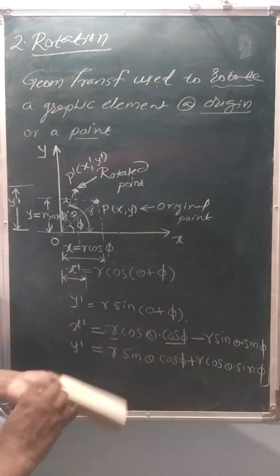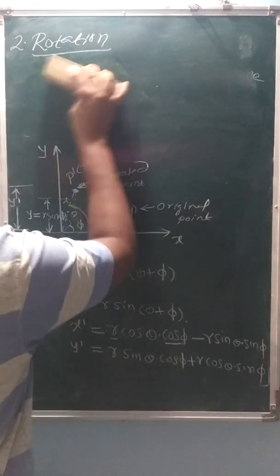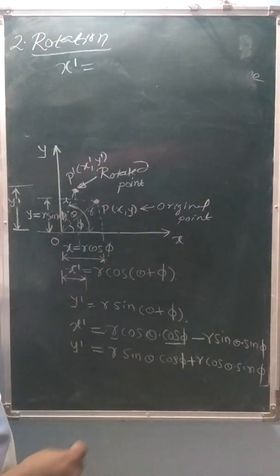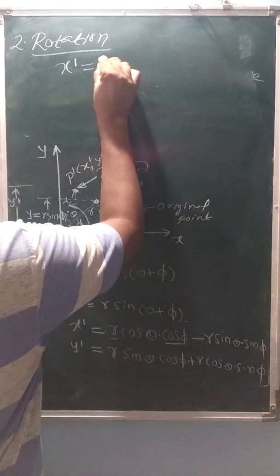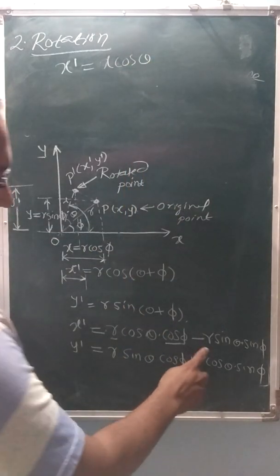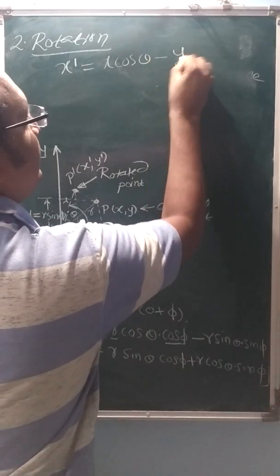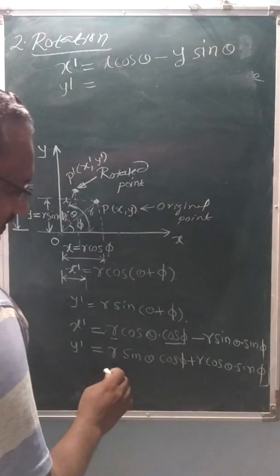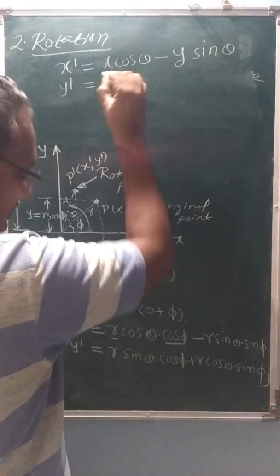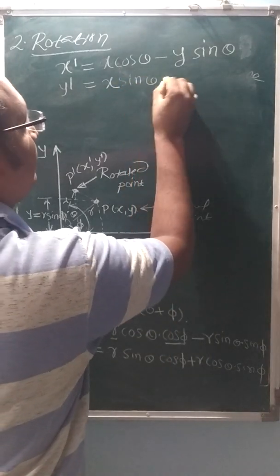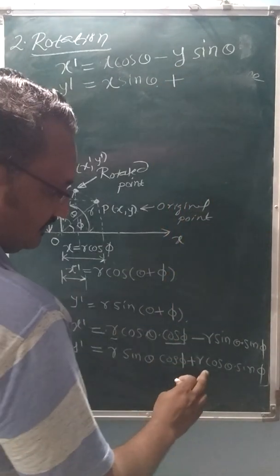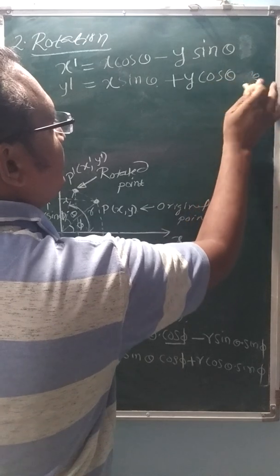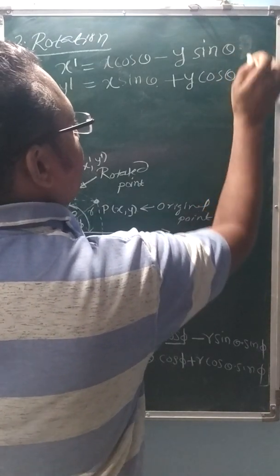So we can rewrite these two equations as x dash equals x cos theta minus y sin theta, then y dash equals, for r cos phi we write x, sin theta, plus r sin phi, so we write y, and this one as cos theta. So these are equation 1 and equation 2.